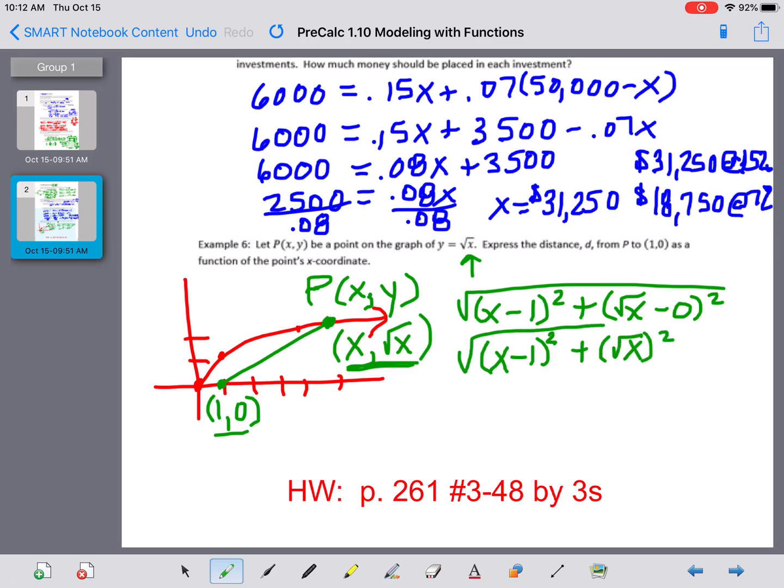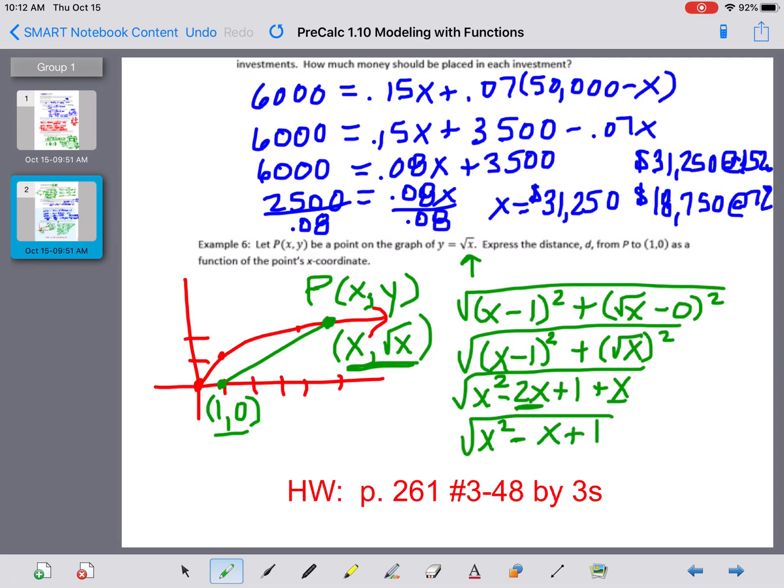Okay, let's square them. Let's see if we can get any like terms. X minus 1 squared, I need to FOIL and get X squared minus 2X plus 1. And then the square root of X squared is X. All right, I do have two like terms. So I get X squared minus X plus 1 when I join my like terms. And it's all under the square root. I can't do anything more with that.